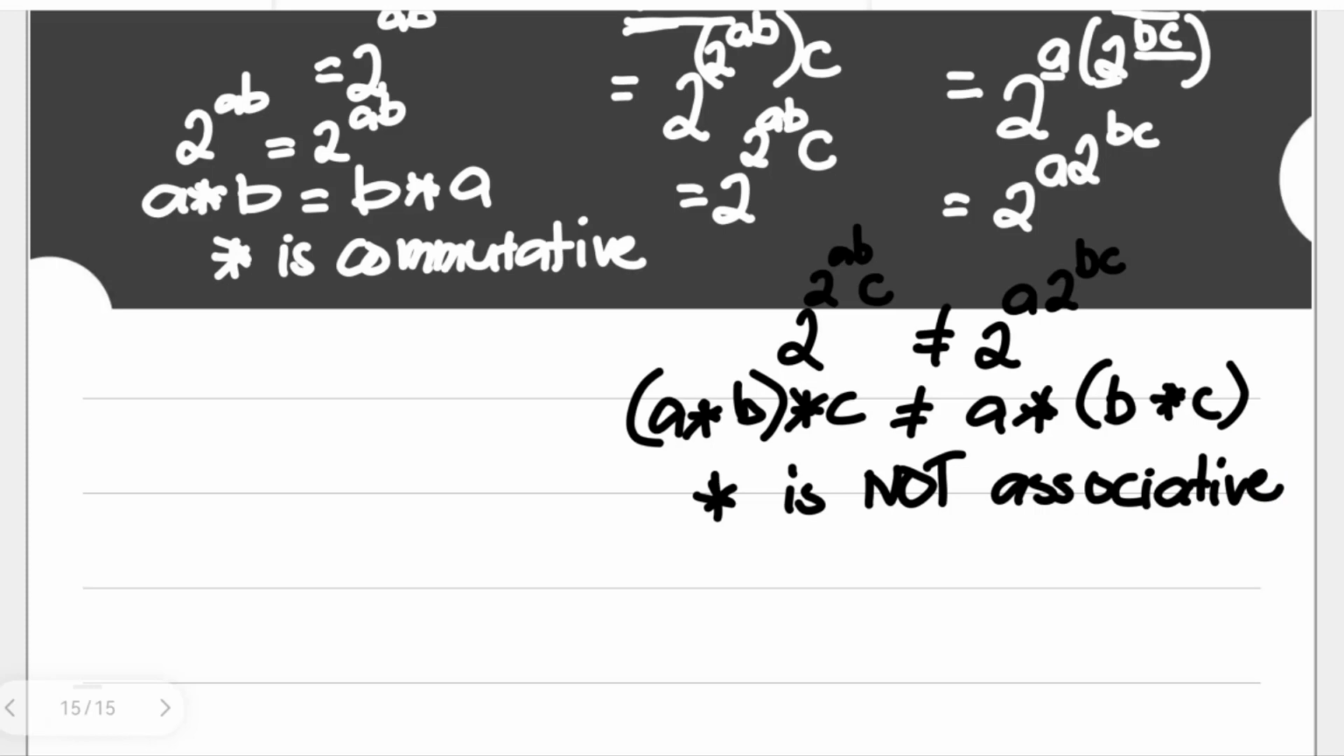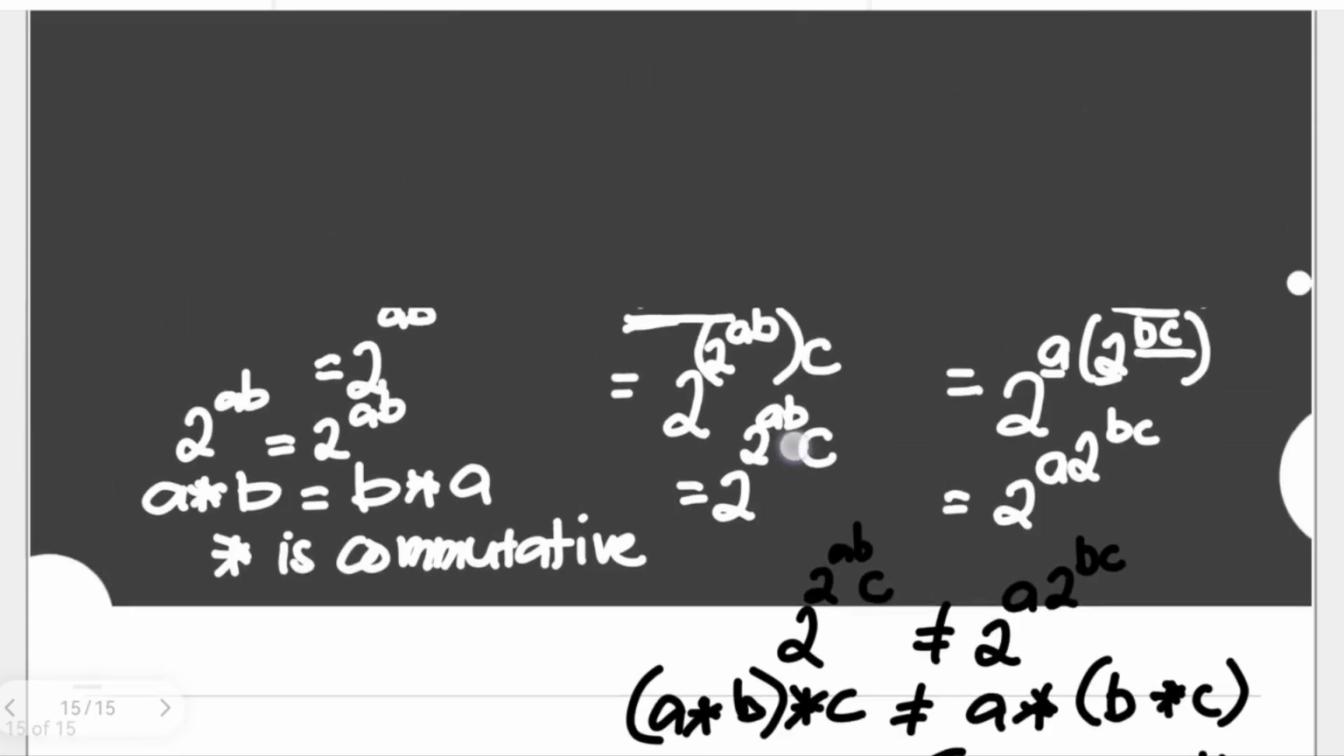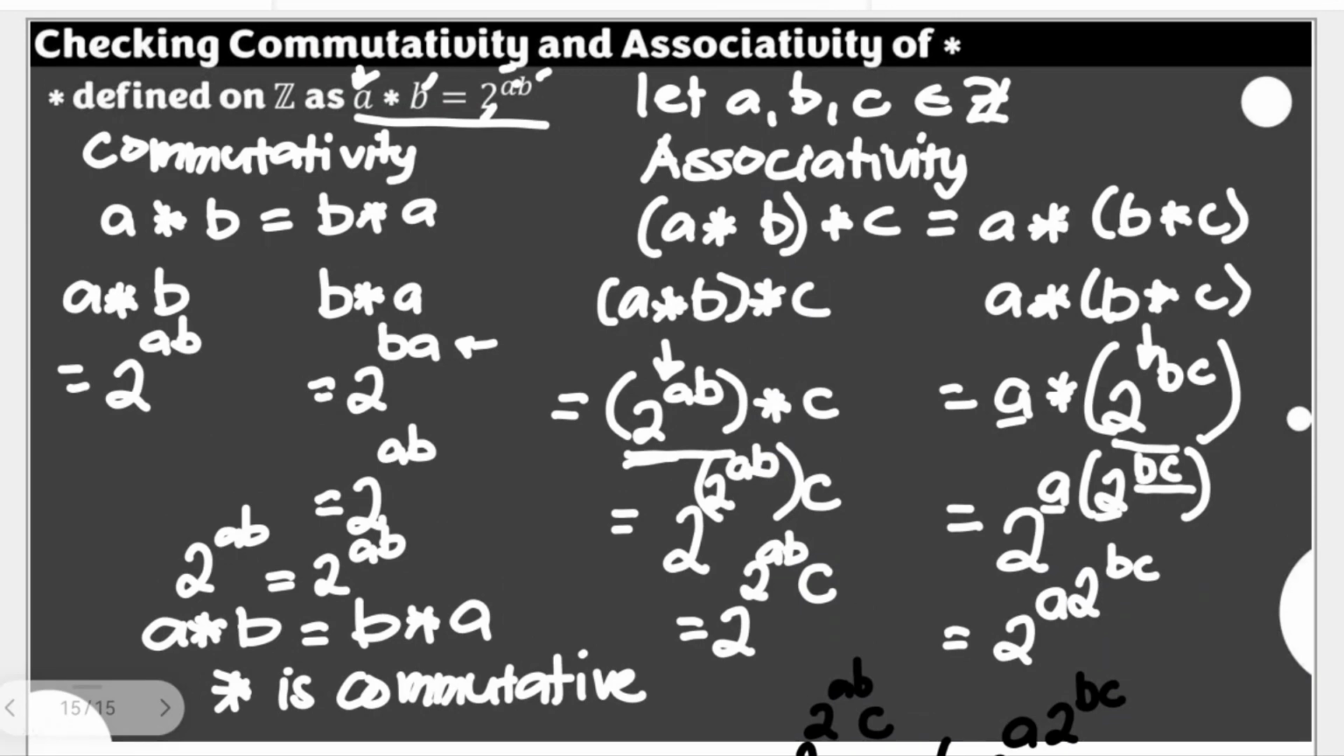For our star operation in this given video, it is commutative, but it's not associative because of some important cases here. Given by our definition, a star b is equal to 2 with the product of a and b as its exponent.